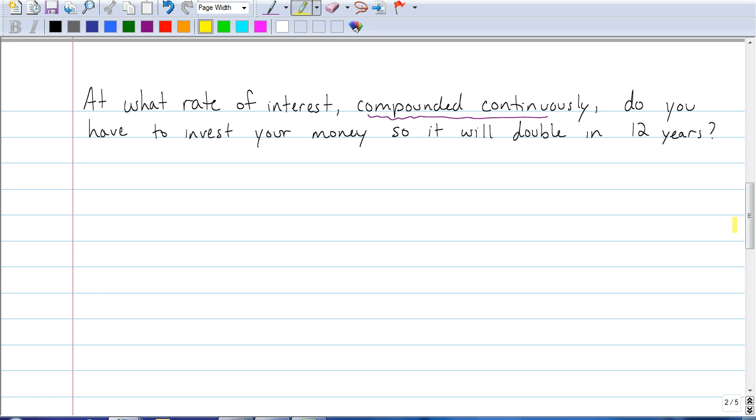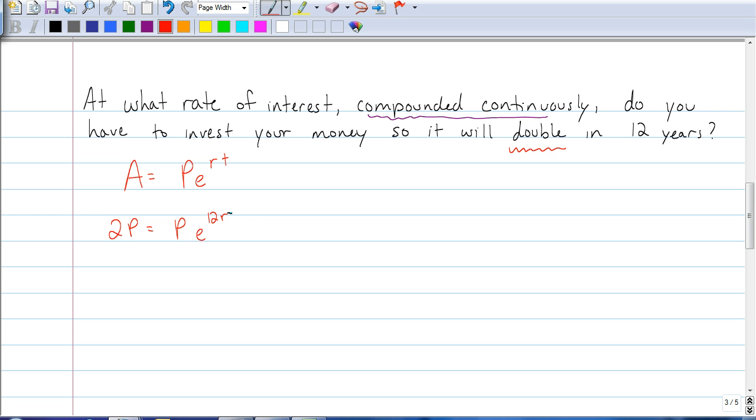It says, at what rate of interest compounded continuously, so there's that phrase we've talked about, do you have to invest your money so it will double in 12 years? So we're using this formula, A equals P times E to the RT as your exponent, or PERT, because we're compounding continuously. Now we don't have a principal, but they do say that we want to double our amount in 12 years. Well, if we're going to double the amount we started with, that means our goal is to have 2P. In 12 years, your time is 12, so I'm going to write this as 12R.